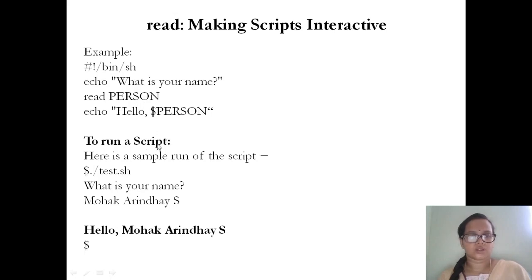Now you run the script, where the script name is test.sh. I am running it, test.sh, after setting all the permissions. I hope you have understood those things, and that's why I am skipping that step. So ./test.sh, where it will ask what is your name, and I will write Mohakarindai S. The output will come as hello Mohakarindai S. This is how our shell script works as an interactive concept.